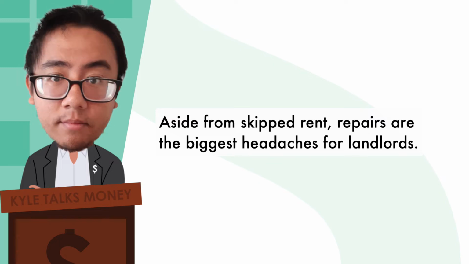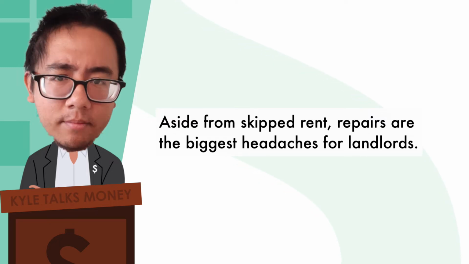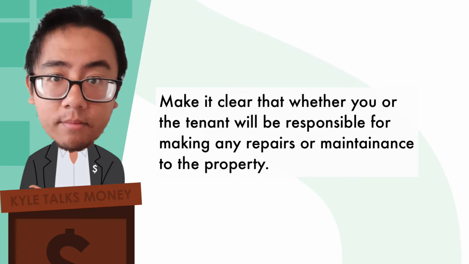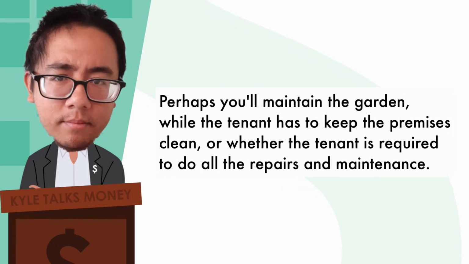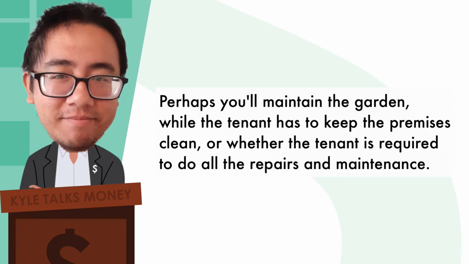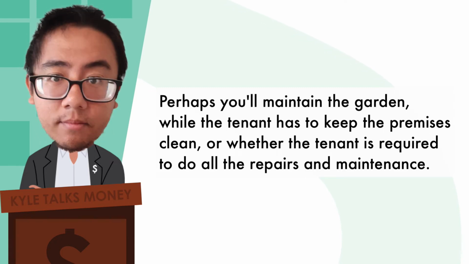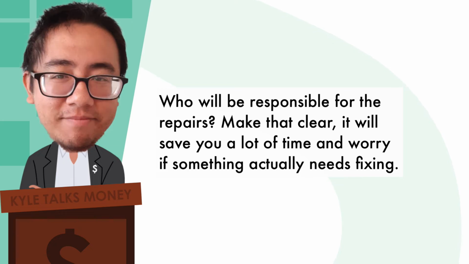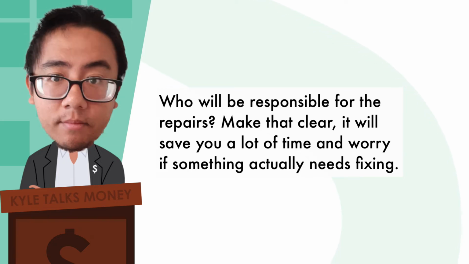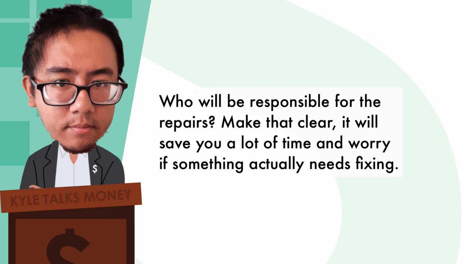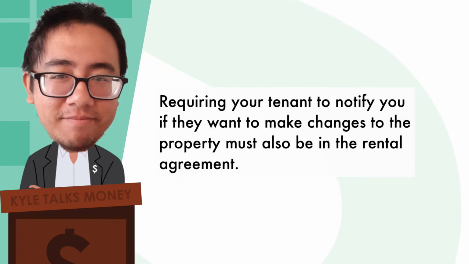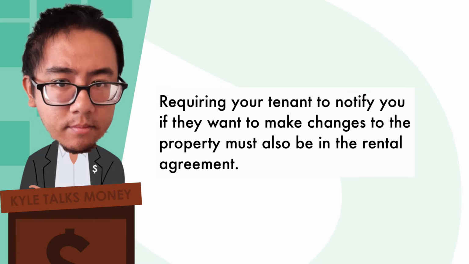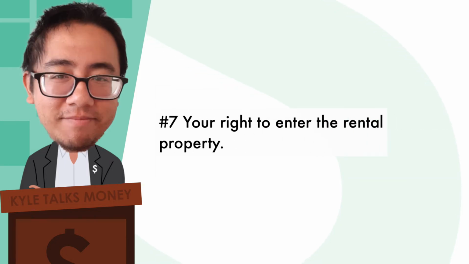Number 6, repairs and maintenance. Aside from skipped rent, repairs are the biggest headaches for landlords. Make it clear whether you or the tenant will be responsible for making any repairs or maintenance to the property. Perhaps you'll maintain the garden while the tenant has to keep the premises clean, or the tenant is required to do all the repairs and maintenance. Who will be responsible for the repairs? Make that clear. It will save you a lot of time and worry if something actually needs fixing. Requiring your tenants to notify you if they want to make changes to the property must also be in the rental agreement.